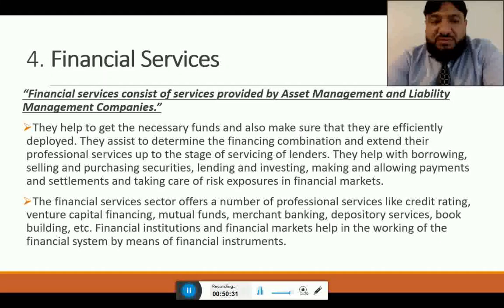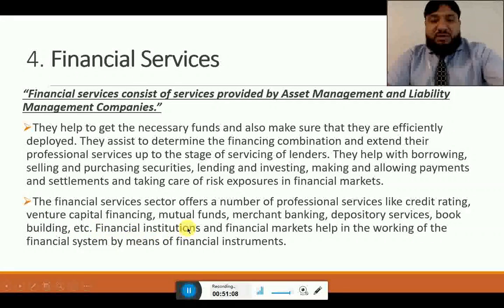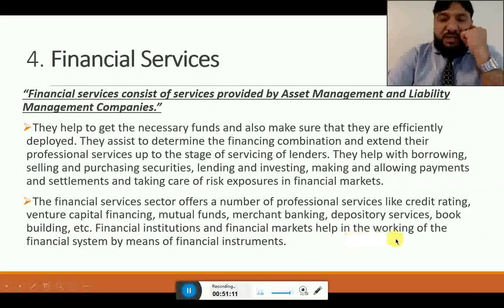Financial services could be borrowing, selling and purchasing financial securities, lending and investing, making and allowing payments and settlements, and taking care of risk exposures in the financial market. So all the activities carried out by the banks especially are financial services. The financial services sector offers a number of professional services like credit rating, venture capital financing, mutual funds, merchant banking, depository services, book building, and financing institutions or financial markets that help in the working of the financial system by means of financial instruments.